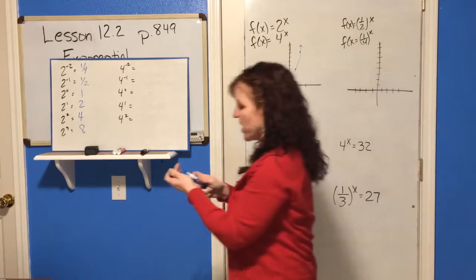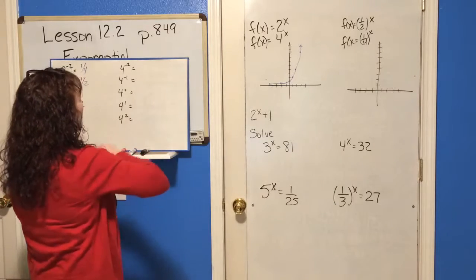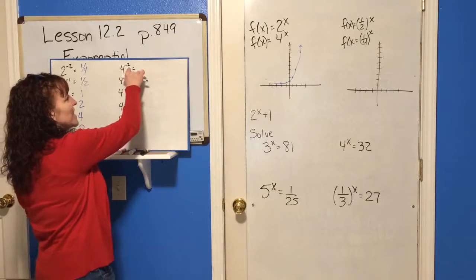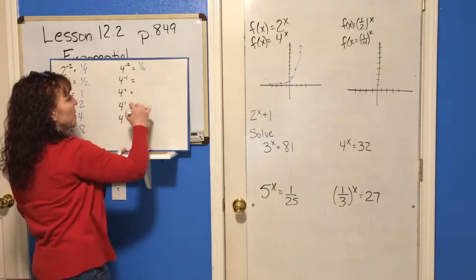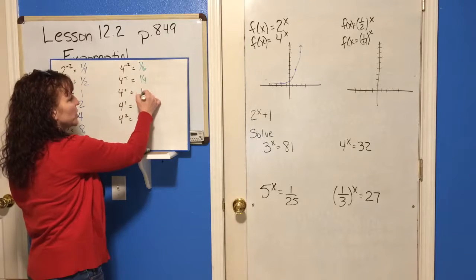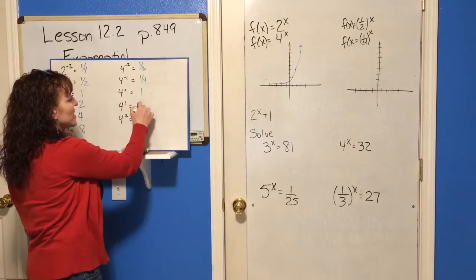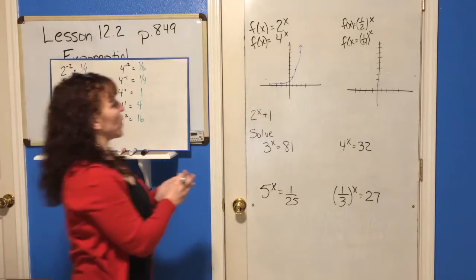All right, so let's do the 4 to the x power. Again, 4 squared is 16, and because it's a negative power, it's going to be 1/16. 4 to the -1 flips it and makes it 1/4. 4 to the 0, anything to the 0 is 1. 4 to the 1 is itself. 4 squared is 16, and that's a pretty big number, so let's stop there.